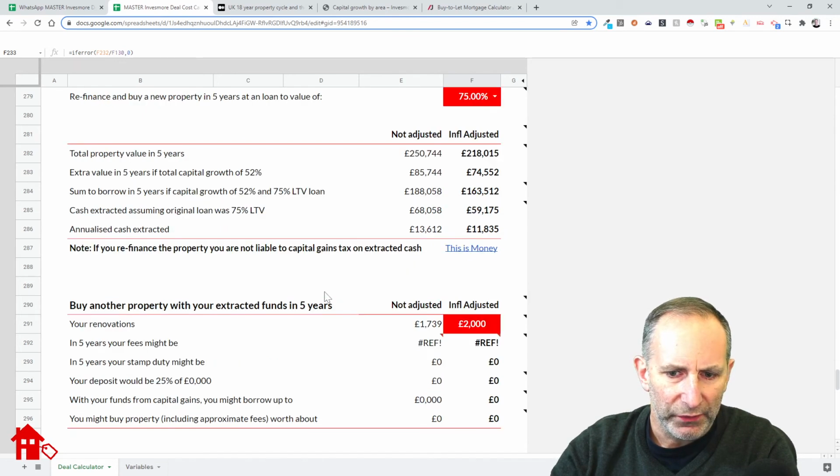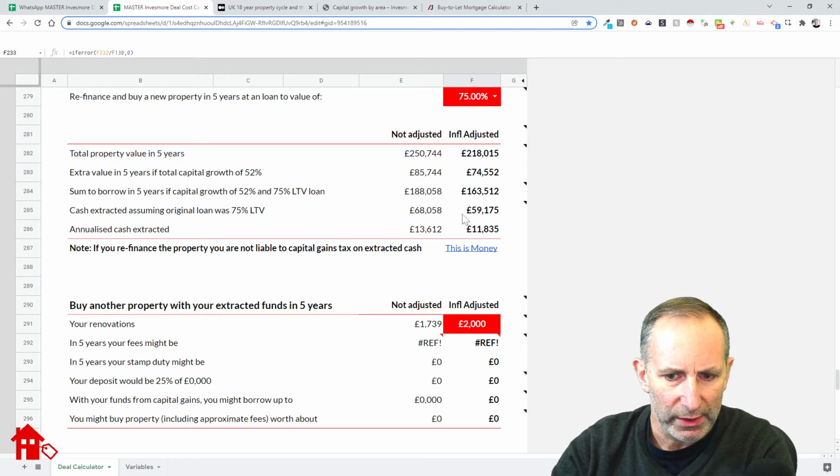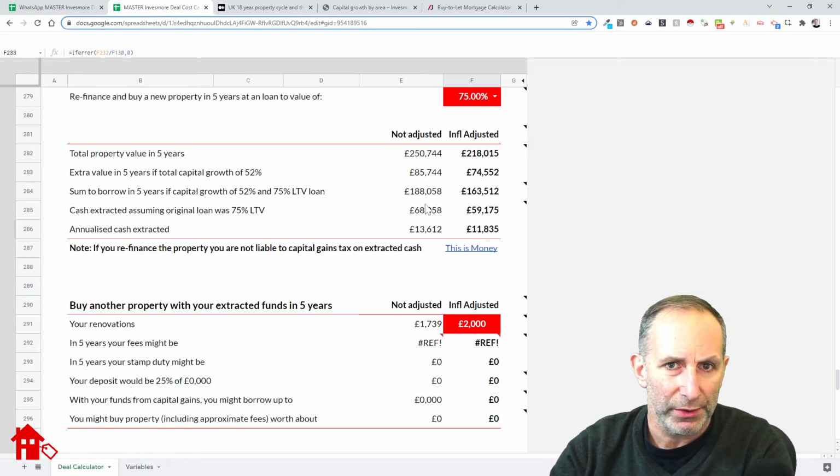And what about refinancing? That's a great question. Let's say you refinance at 75% loan to value, which is entirely reasonable. Then you could extract £68,000, or in today's purchasing power, in today's money, £59,000, because we're assuming a rate of inflation of X. Now, the rate of inflation, you can increase or decrease the numbers depending on the scenario you believe in.